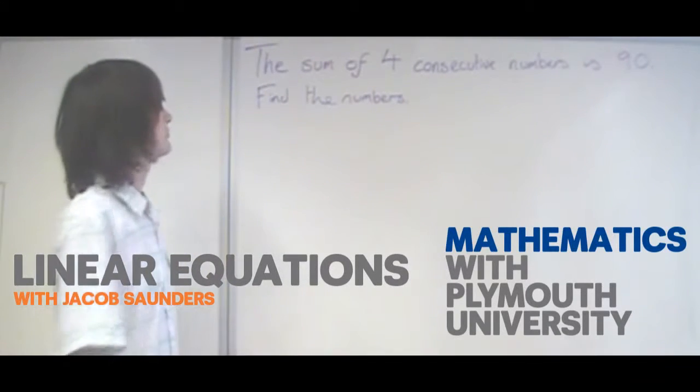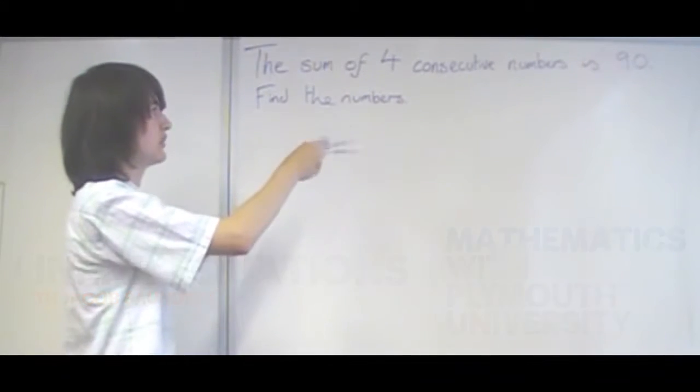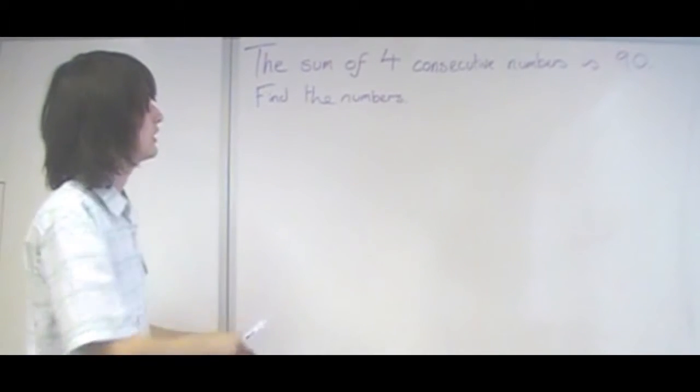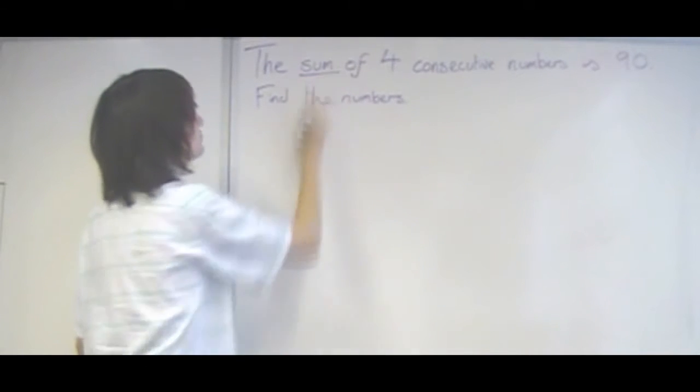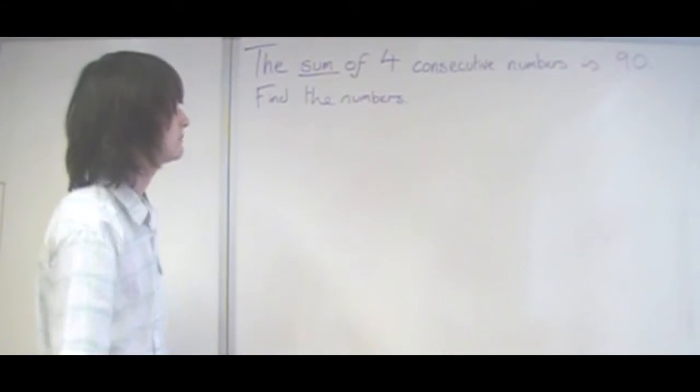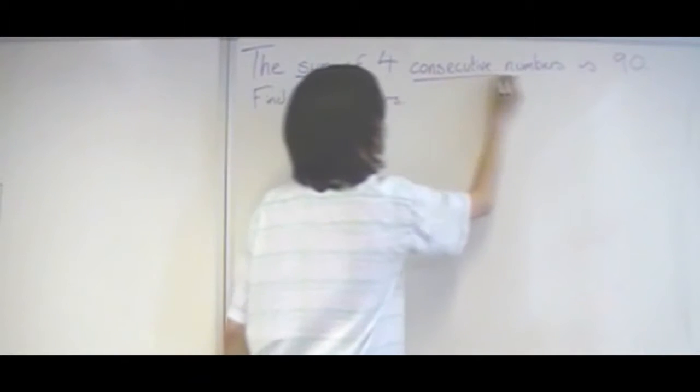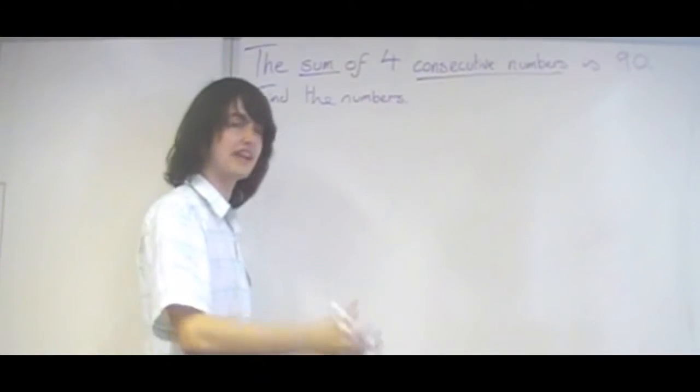Alright, so here's our problem. The sum of 4 consecutive numbers is 90, and we have to find the numbers. Sum is all about addition, so sum means that we have to add numbers together. And consecutive numbers are whole numbers that are next to each other.